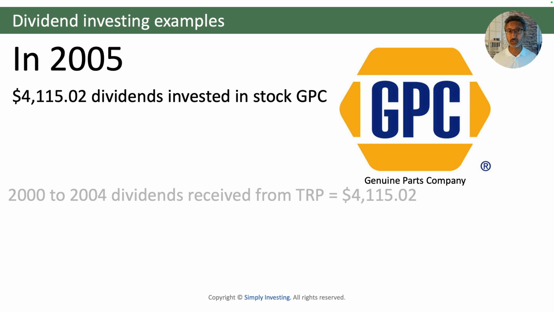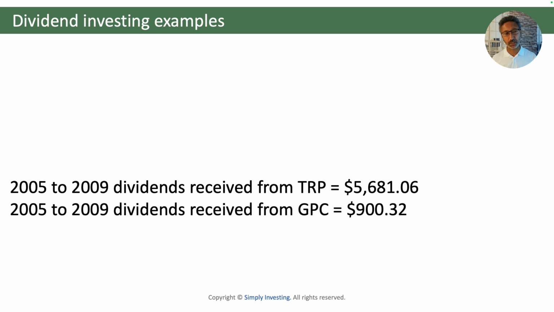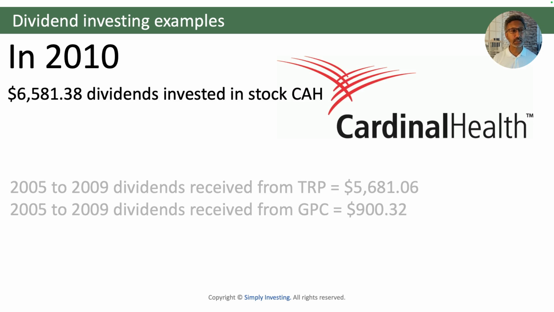Put all those dividends into GPC and then held on to this stock. So now remember, this investor has TC Energy plus GPC. Now let's fast forward another 5 years. So from 2005 to 2009, TC Energy gave them an additional $5,681 in dividends. Okay. Now remember, they bought GPC 5 years ago. So from 2005 to 2009, they received $900 from GPC. So if we add up the dividends from TC Energy and GPC, we end up with $6,581, and all that money, which was in the form of dividends, gets invested in 2010 into a company called Cardinal Health. You can see the stock symbol there, CAH.